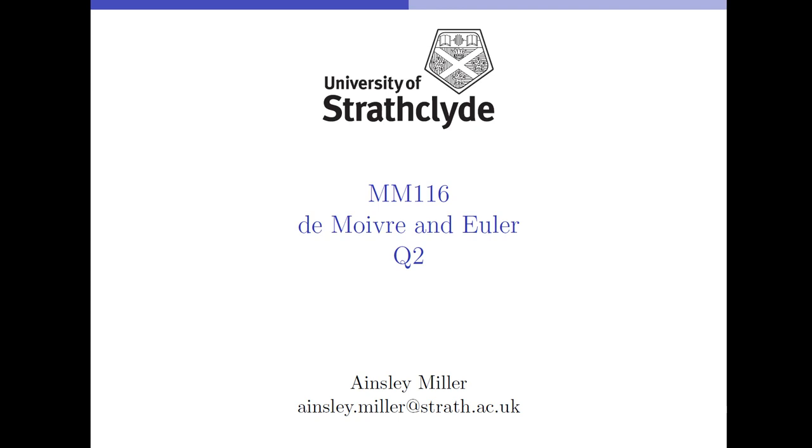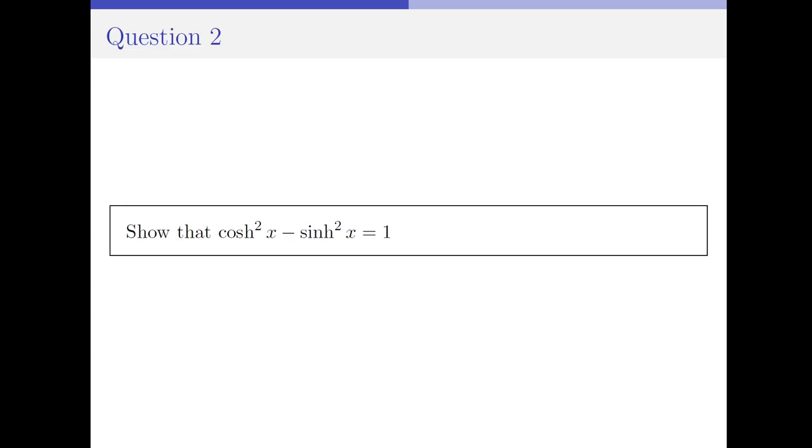So we're going to begin with this first question, the second question. There's only one question in this video. The question reads, show that cosh squared x minus sinh squared x is equal to 1.